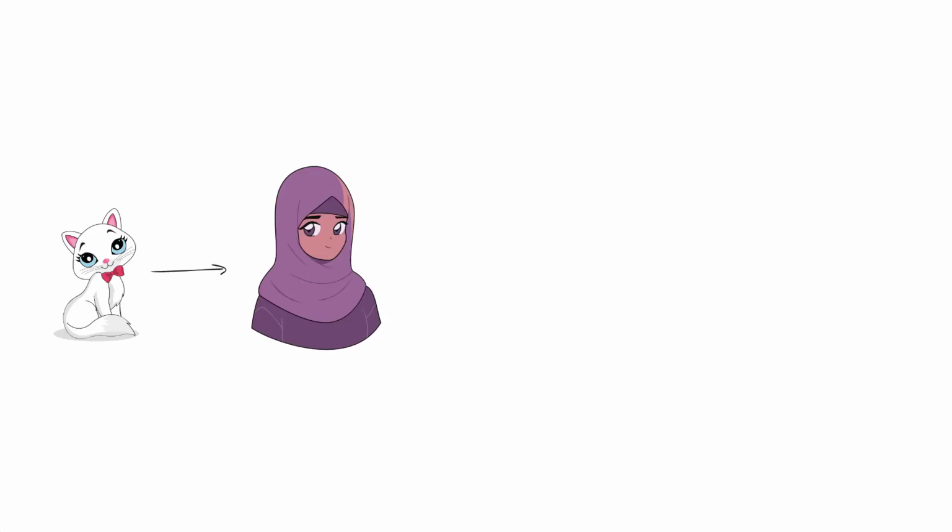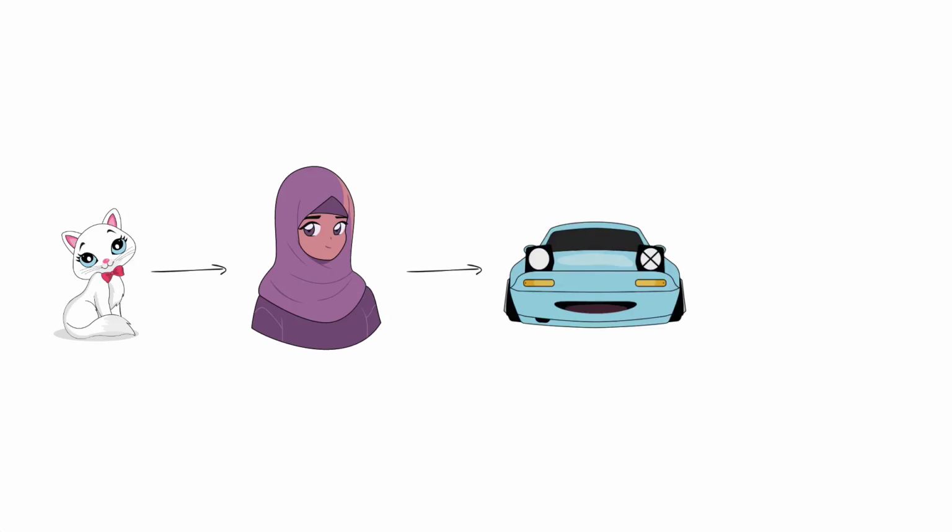This is a cat, and it's of type cat. So there's an object which is of type cat. So cat is a class. And the cat has an owner of type person. So person is a class as well. The owner has a car of type car. So car is a class as well. And the car has an engine of type engine. So engine is a class as well.